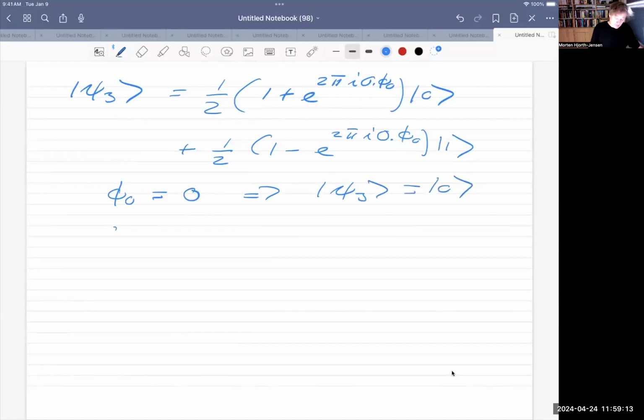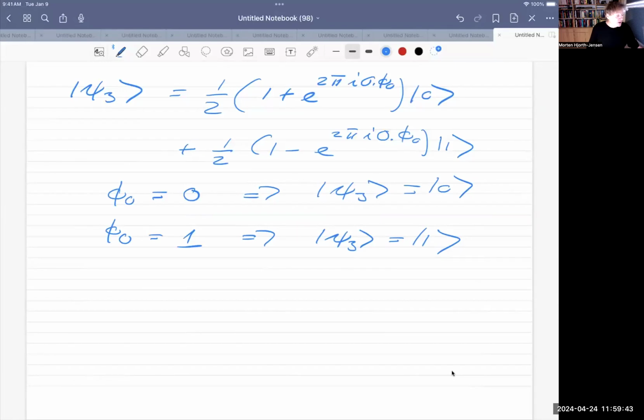On the other hand, if phi 0 is equal to 1, the other possibility, then we see quickly that psi3 collapses to qubit 1. So that means that we will now measure either 0 or 1 with a given certainty, depending on whether the phase which we're looking at, the unknown parameter, was 0 or 0.5.